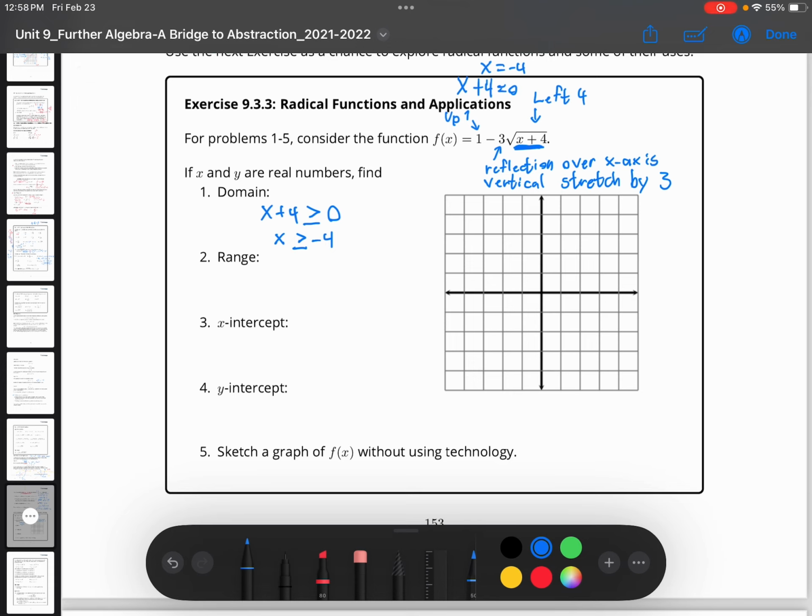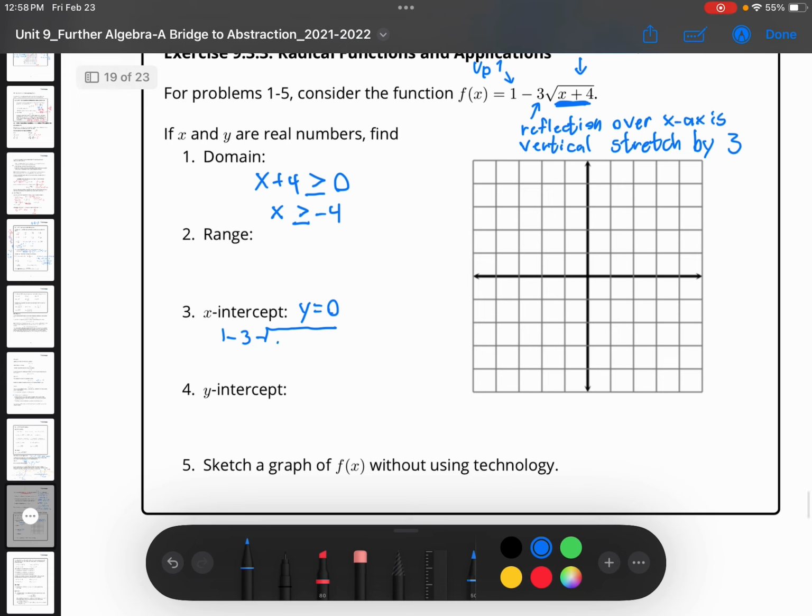Now, we'll wait on the range. Remember the x-intercept means that you set your y value equal to 0. All right, so if I set this equal to 0, and by the way, I understand that I'm writing really small, so do the same here. So if I set this equal to 0, remember we're going to do the same steps we did in the previous lesson, which is we want to isolate the square root.